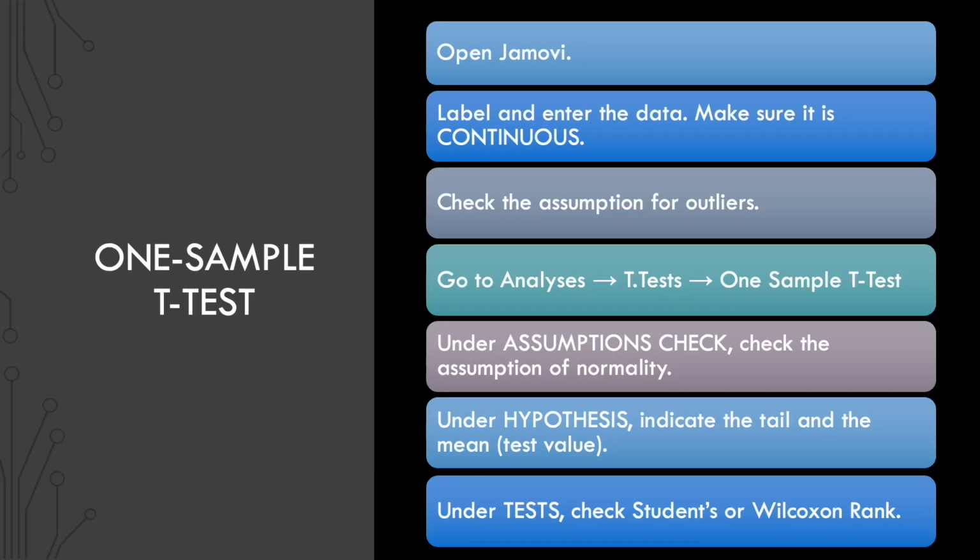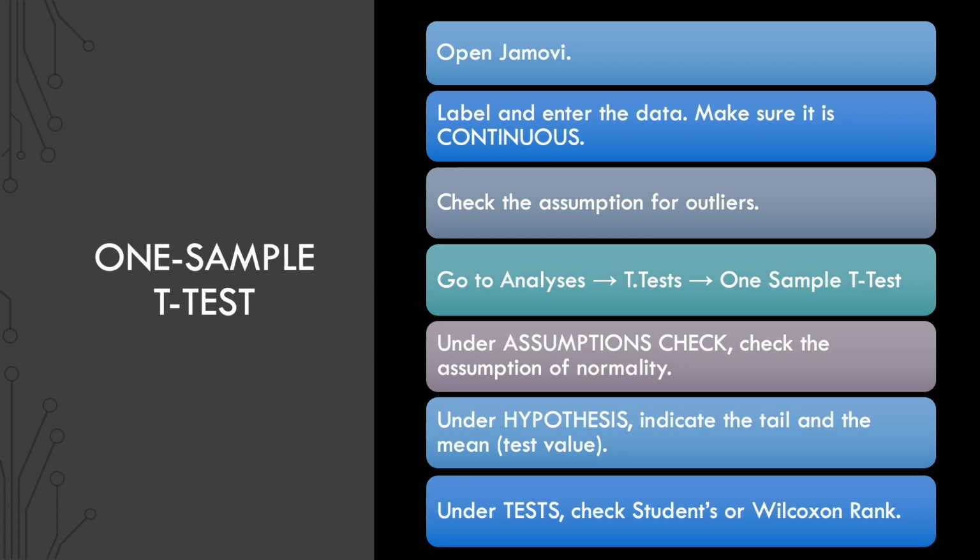So these are the steps. First, you open your Jamovi, then label and enter the data. Make sure that it is continuous. Next, check the assumption for outliers, which is the box plot. Then go to Analysis, t-test, one sample t-test.